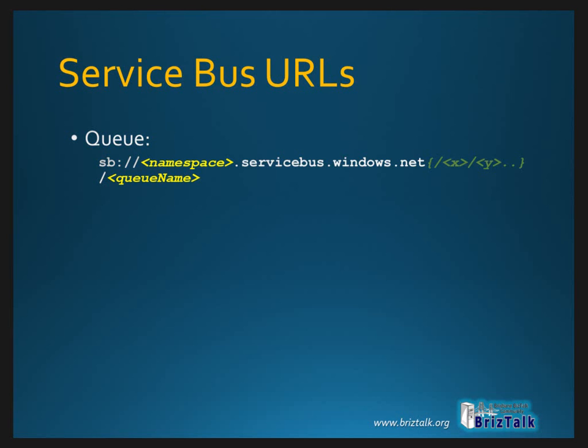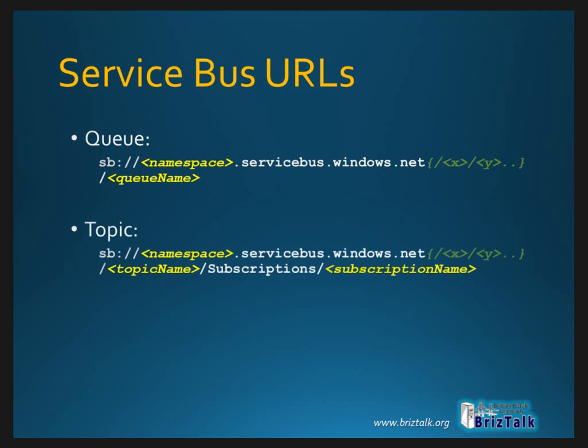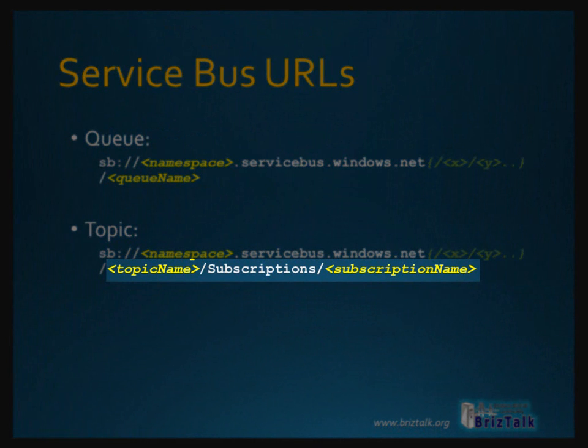If it's a queue, then it is simply the path to the queue, which may be right at the root level or may be nested under several levels, but always ending with the queue name. For topics, it's a little bit different. All topics must have at least one subscription, so the path must end in a series of 3 tokens: the topic name, the constant subscriptions, and the subscription name.